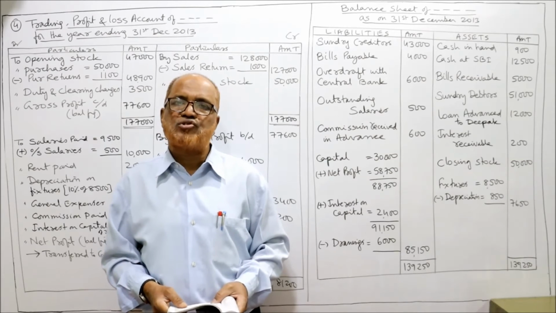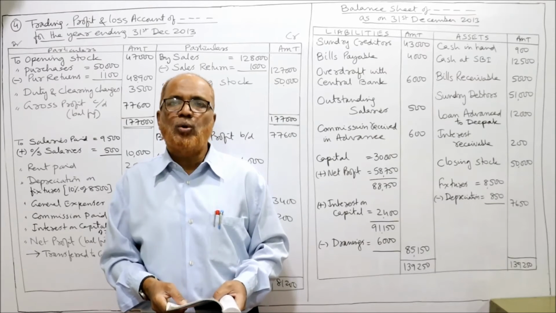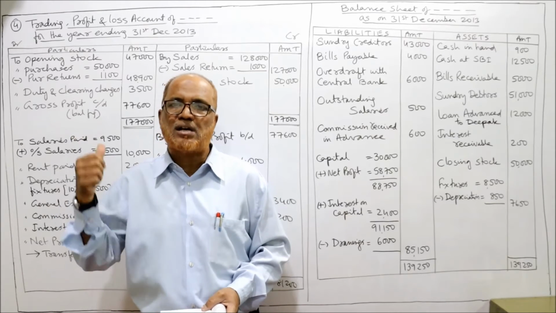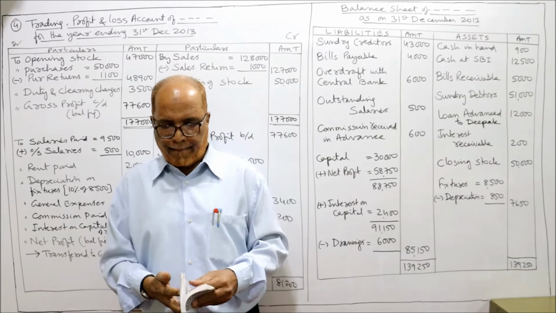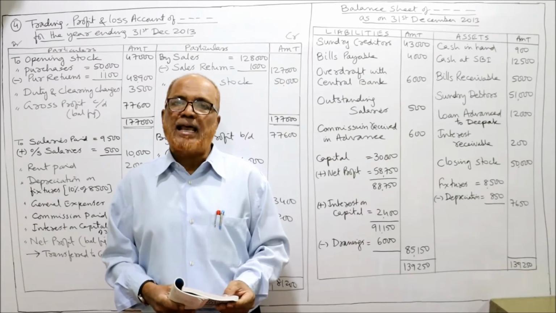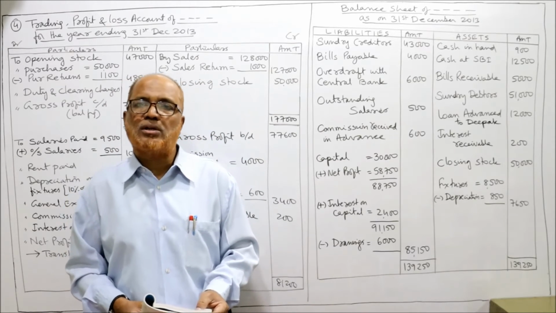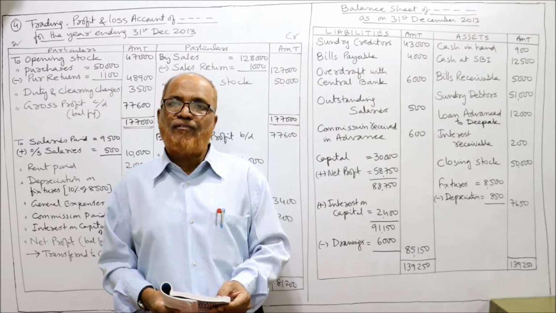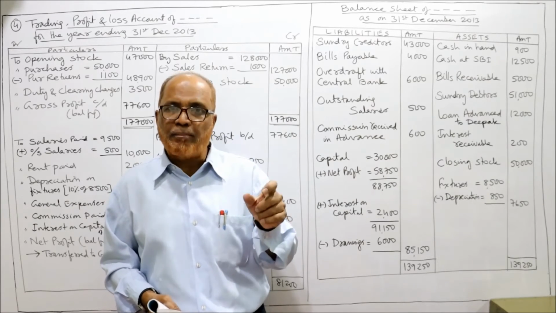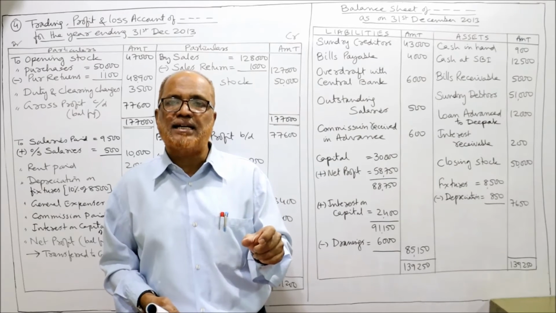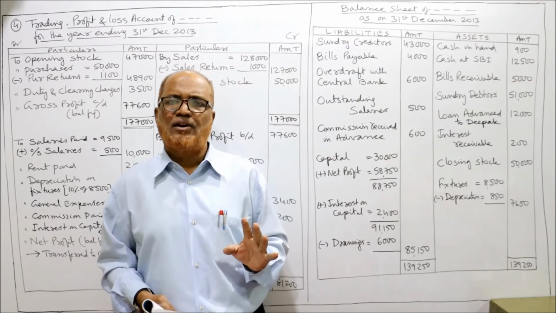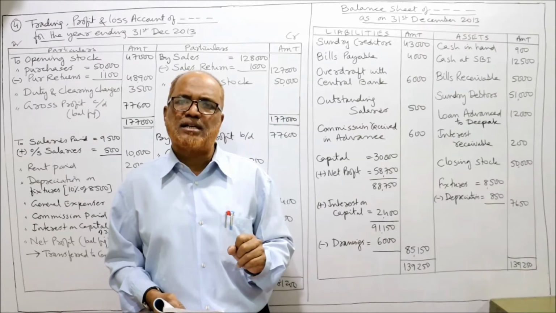Then purchases, trading account, debit side. Duty and clearing charges. These are direct expenses taken on the debit side of trading account. Then we have sales, trading account, credit side. Salaries, profit and loss account, debit side. Return from customers, it is sales return. It will be deducted from sales only once. From sales, we deduct sales return.